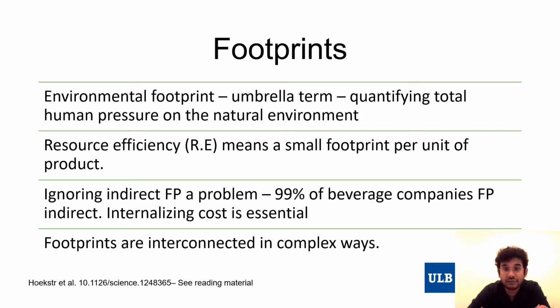And the other thing that we have to emphasize is that footprints are connected in complex ways. So for instance, we try to reduce the carbon footprint. We try to move towards using a lot of biomass. You can imagine that this puts pressure on the ecological footprint, that is the land area that we are trying to use, and also on the water footprint, the amount of water we need to use for it. So the footprints are not individual entities, but they are connected to each other in complicated ways.